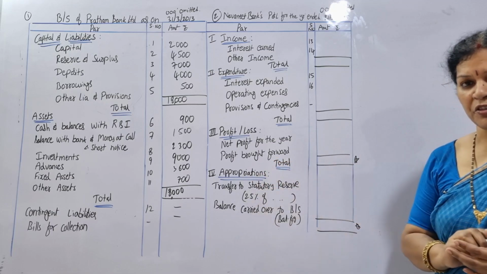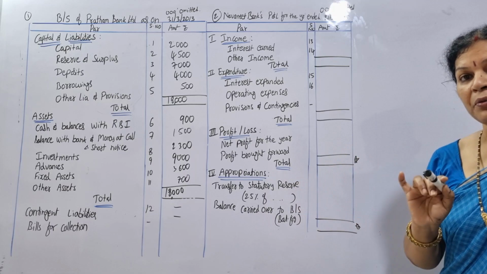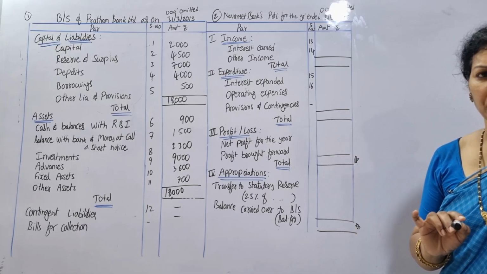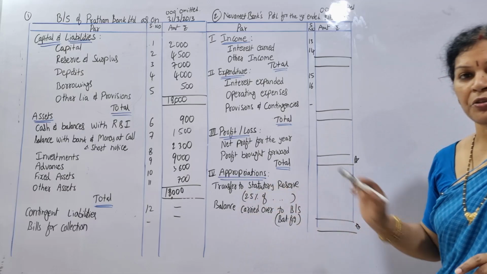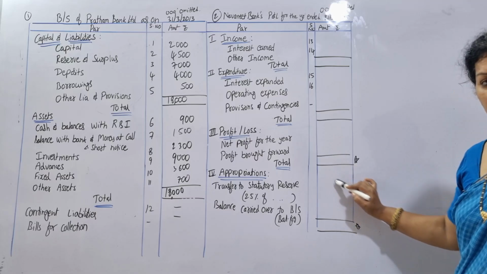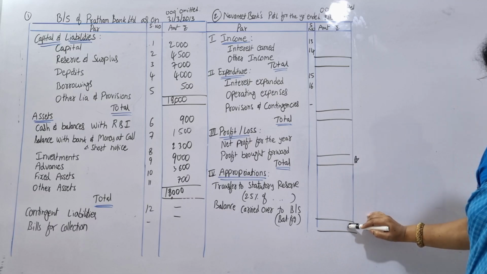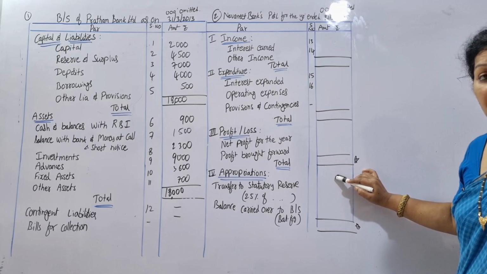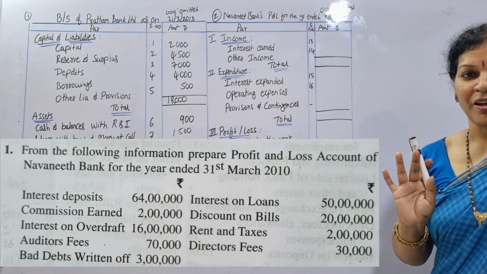Next, fourth one is appropriations. Appropriation means whatever profit you get, out of that 25% you have to transfer to the statutory reserve. If profit is 20,000, 25% of 20,000 comes to 5,000. 5,000 is to be transferred to the statutory reserve. Pro forma beginning only I told you, okay? Whatever is transferred, the same amount will be here. Remaining amount is how much? 15,000. 15,000 we are going to write here. A glance of the profit and loss account pro forma.